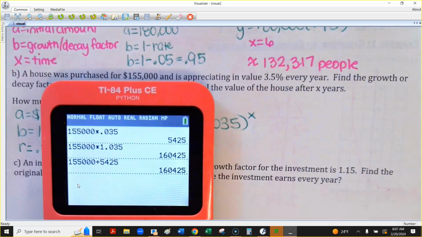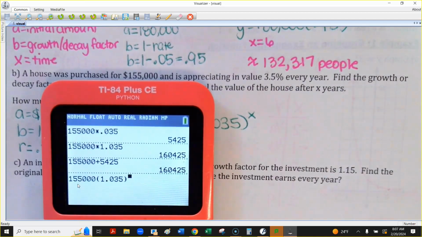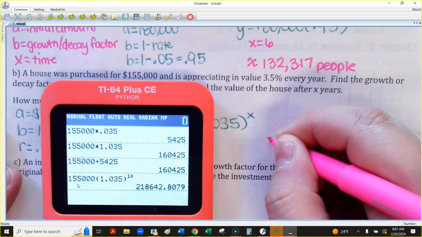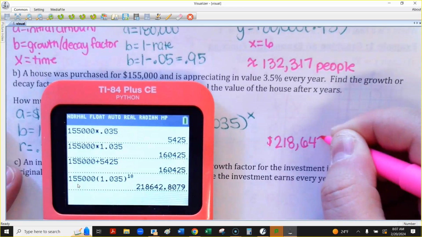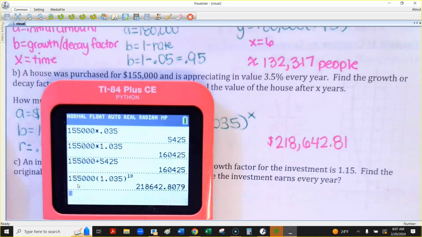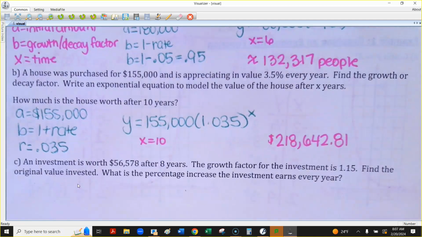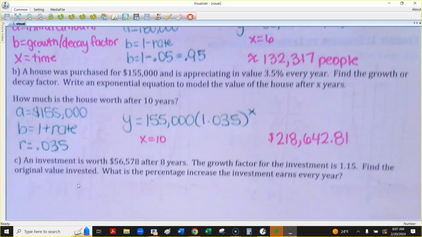Anywho, so if we want to actually answer the question here, we're going to do that 1.035 to the 10th power. Now we're talking about the value of the house here, so because we're talking about money, I'm going to go 2 decimal places. So $218,642.81. Anybody have a question? Okay, so decay, do 1 minus the rate, growth, do 1 plus the rate, and the 1 is just to account for what you already have with your starting value for your A.